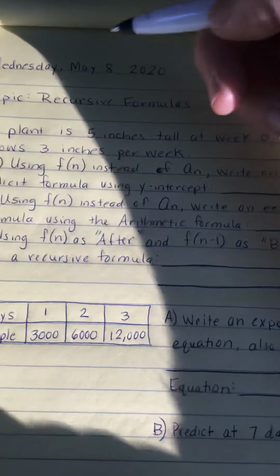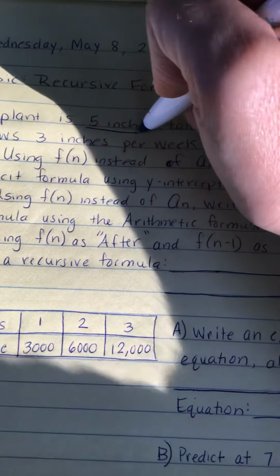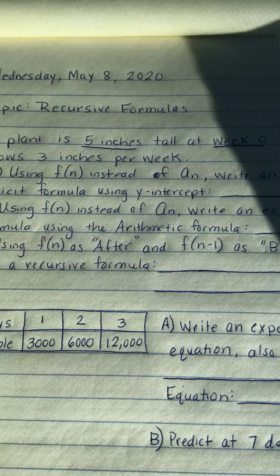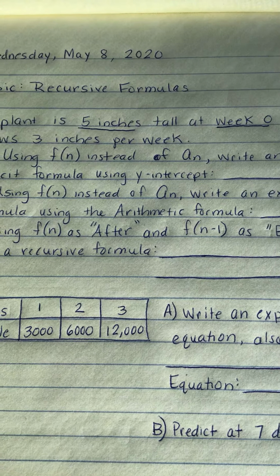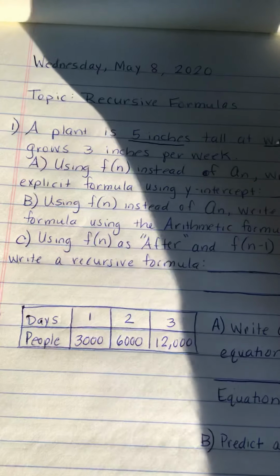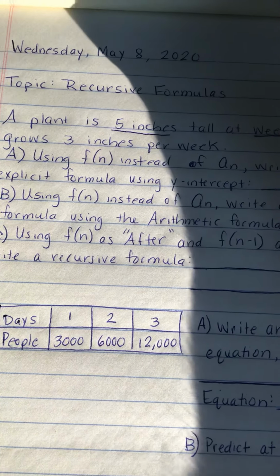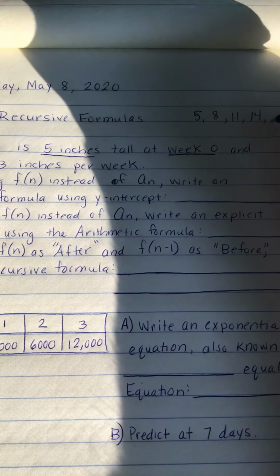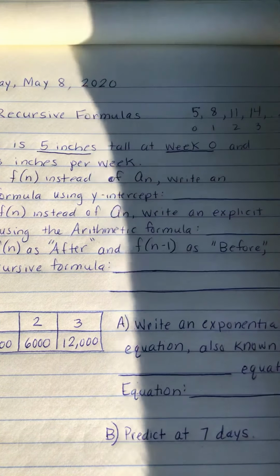Okay, so you're back. So they gave it, it's week 0, so this is the y-intercept right here. The 5 inches is the y-intercept. And it's growing 3 inches per week. This is going to be arithmetic because you're adding 3 each time. So let's just write what would happen here. So you're starting at 5, you're adding 3, so you go to 8, 11, and 14, and so on. So this is your 0 term, first term, second term, third term.